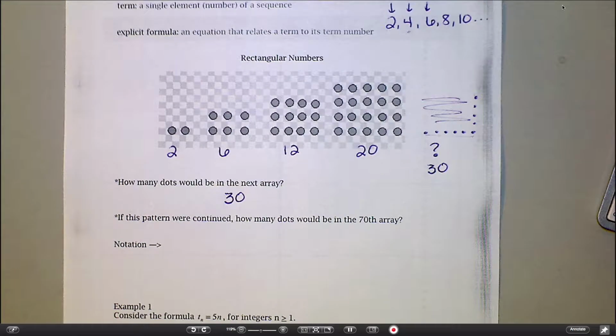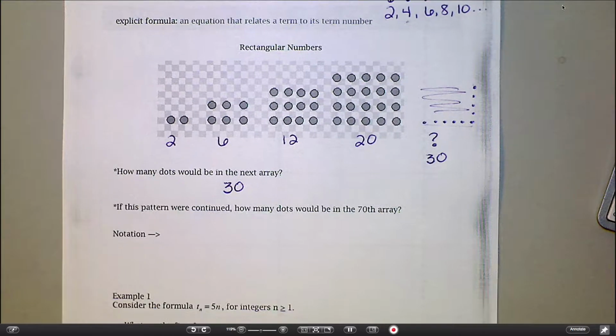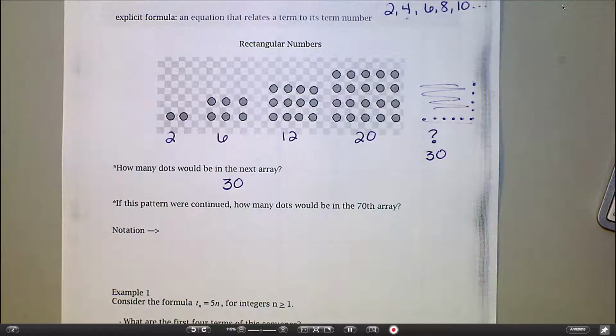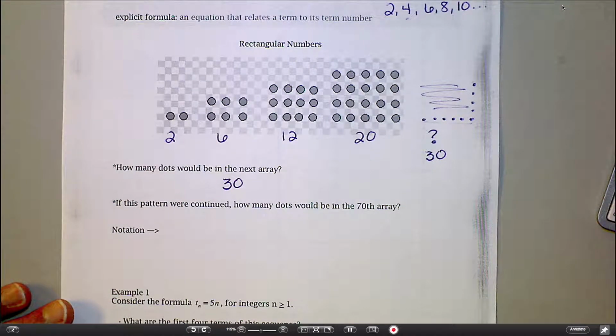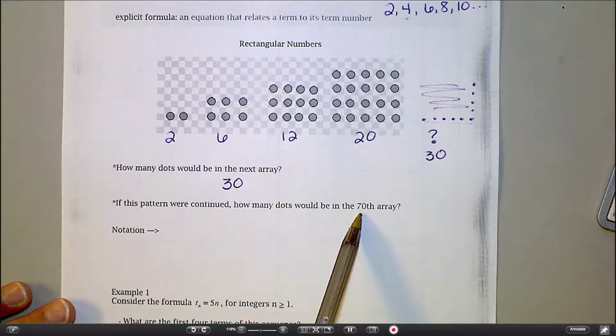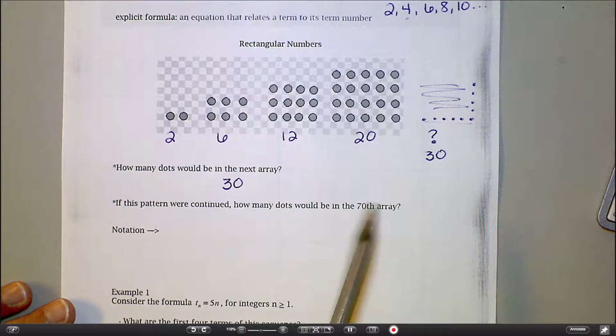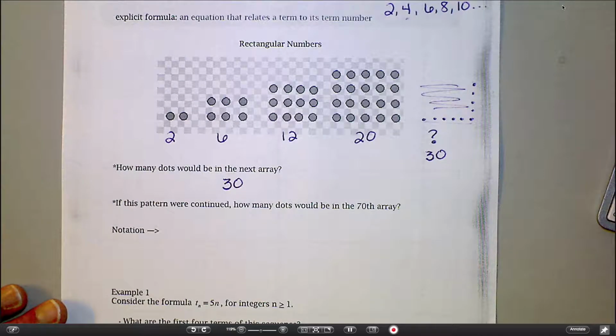So now, this is where an explicit formula comes into play. It says if this pattern were continued, how many dots would be in the 70th array? If you had 70 of these patterns, how many would there be? Well, I certainly don't want to draw that many. So we want to find some way to relate the number 70 to how many dots there would be in the array. I want you to take a second and think about that, and I think I'm going to have that question pop up for you here in a minute.